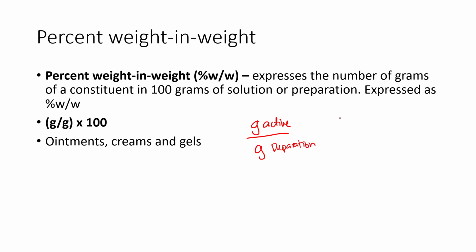So take for example, you have 15 grams of hydrocortisone per 300 grams of ointment. I don't have a calculator, but there it is. So 15 divided by 300, you get, but you have to multiply it by 100, you will get 5% concentration. So that is your percent weight in weight.